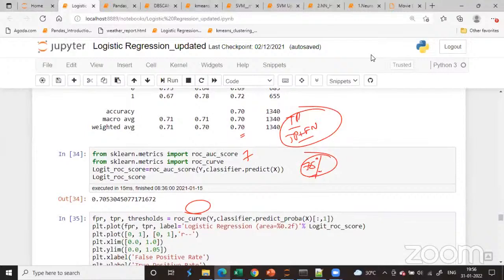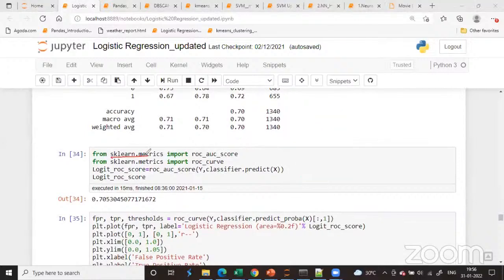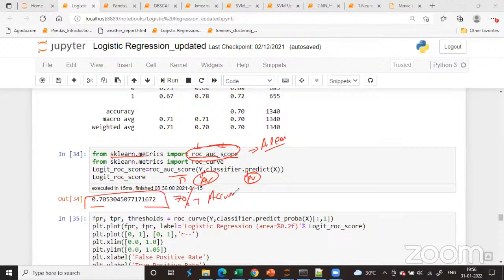Now, ROC curve. From sklearn.metrics, import your roc_auc_score. This is the function which is going to help you find out the area under the curve for your logistic regression model. Apply this on your actual values and on your predicted values. What is the area under the curve? 70%. This is the accuracy for your model.